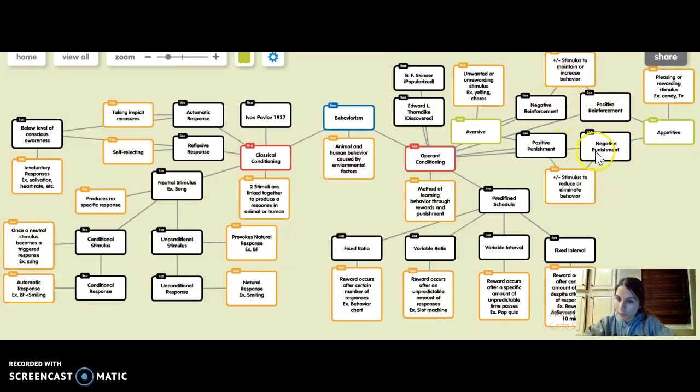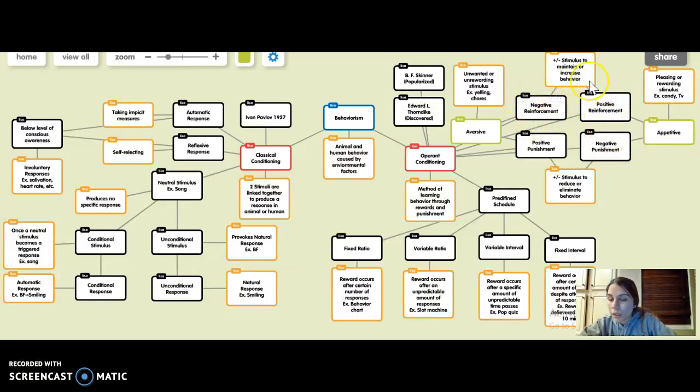Now we're going to move to the bottom. Like I said, positive means to add, negative means to remove. So punishment means to reduce or eliminate behavior. Putting those together is to add or remove a stimulus in order to reduce or eliminate behavior.